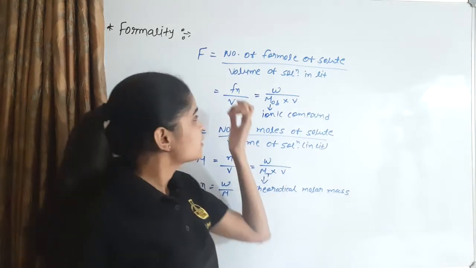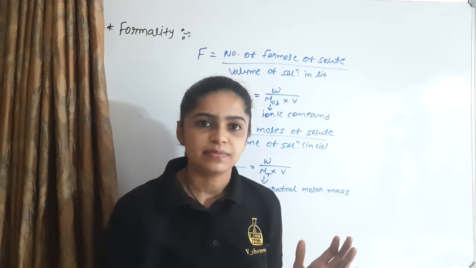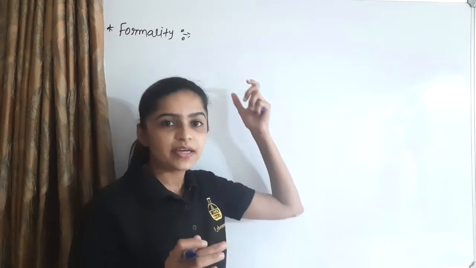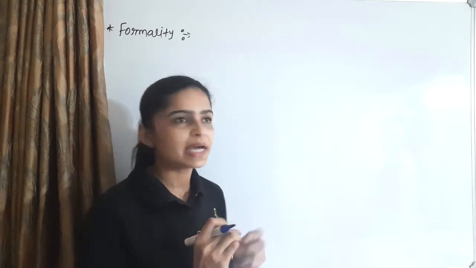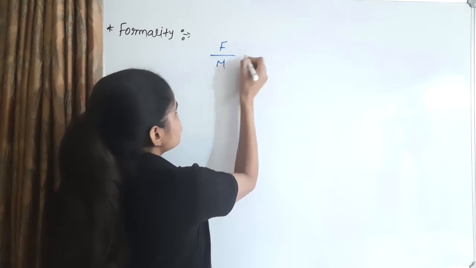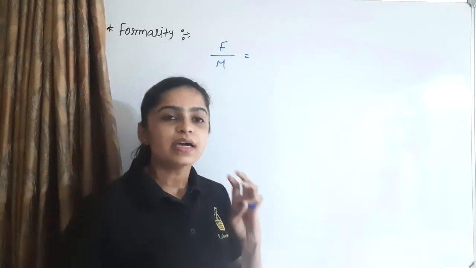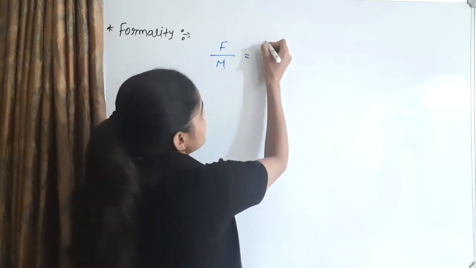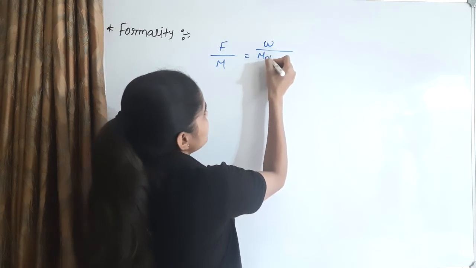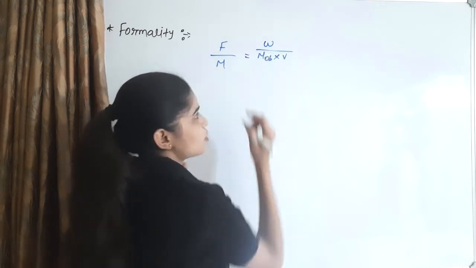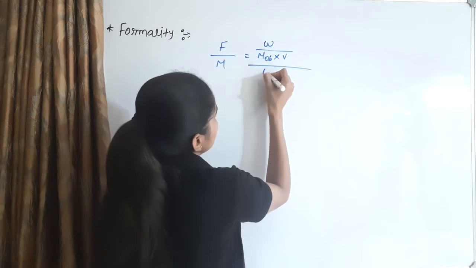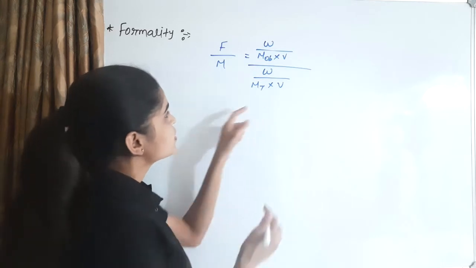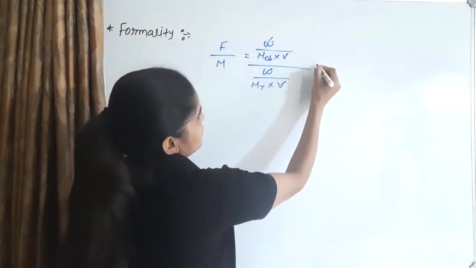Next we discuss the ratio of the formality to molarity. We know the difference between formality and molarity. Now we discuss the ratio of formality to molarity. We know that formality is the number of formula moles of solute dissolved per liter of solution. So this is weight upon observed molecular mass into volume. This is the formality. And molarity is equal to weight upon theoretical molecular mass into volume. So the volume cancels out and the weight cancels out.